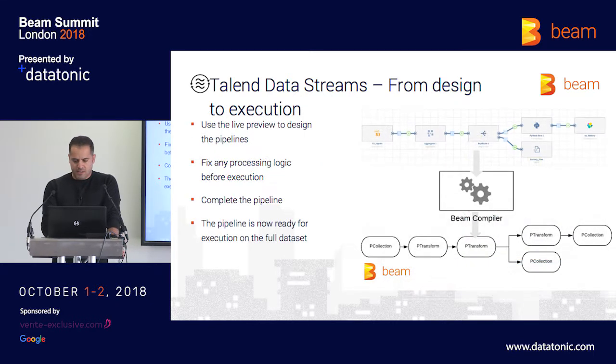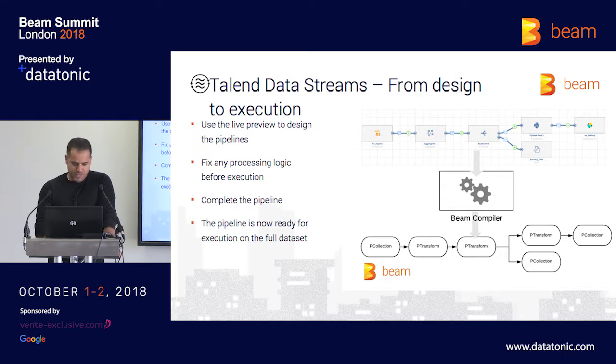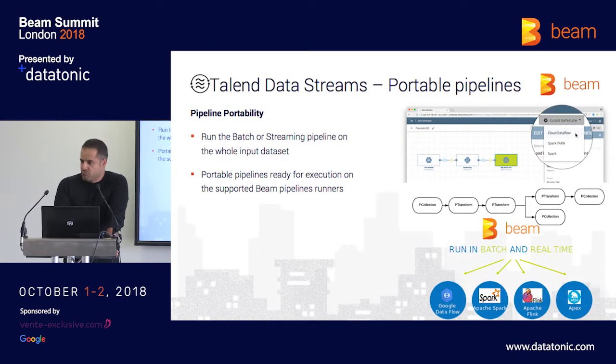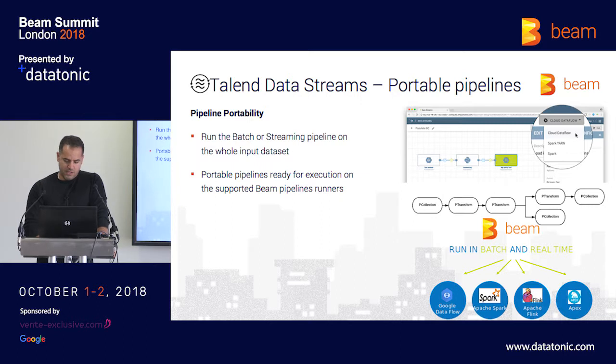The second one is the portability of the Beam pipelines. To go from design to full execution, because with the live preview it's like design with some execution feedback, here we go to the full execution. We've got this Beam pipeline, and we've got the Beam guarantees of portability. So the next logical step is you take your pipeline and you run it on a supported runner. That's the portability of pipelines as surfaced in Data Streams.